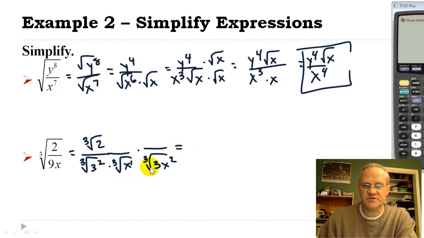And so what this is going to give me on the bottom, really, here is what? Now when I multiply the cubed root of 3 squared and the cubed root of 3, I've got the cubed root of 3.